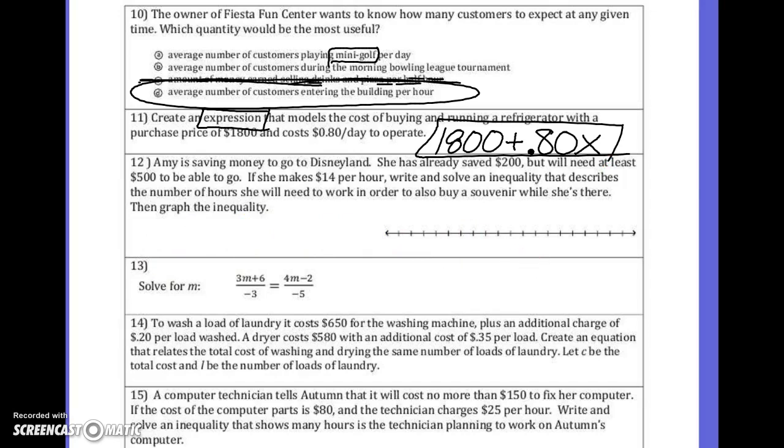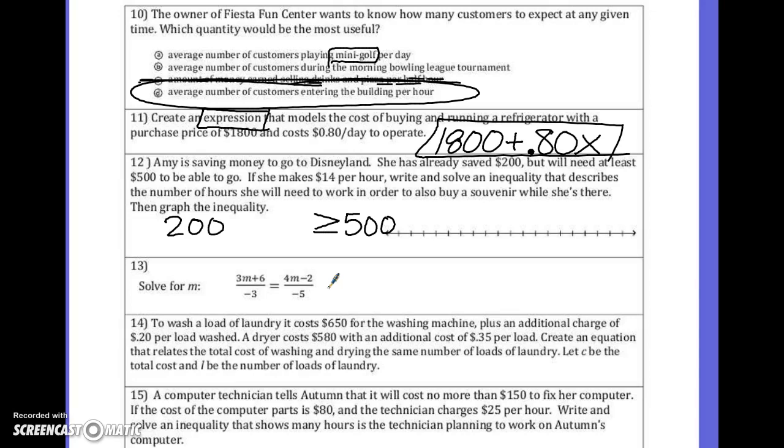Next one. Disneyland, they've got $200 already. They've got that. They need at least 500. That means they need to get 500. They can equal 500, or they're going to need more than 500. I need at least $20 to go to the movies. That means I need $20 or more.